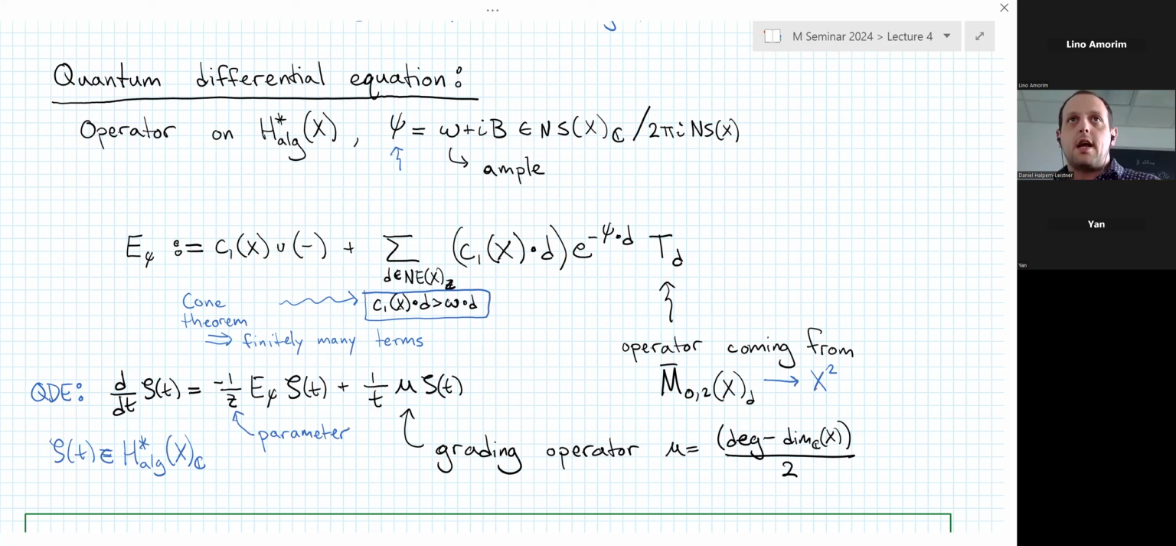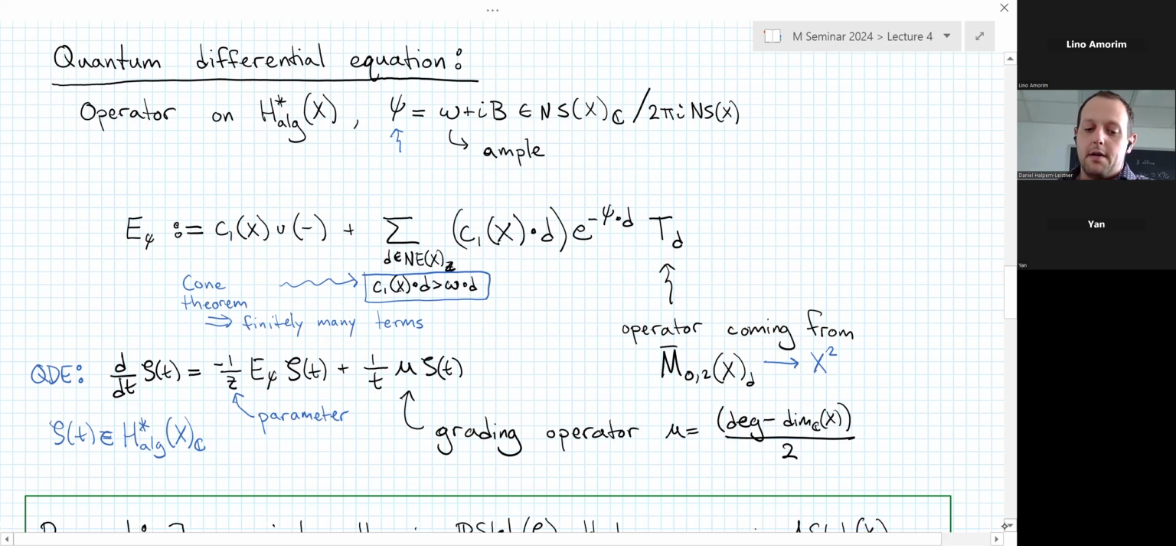It comes up naturally in the theory of quantum cohomology, from the Frobenius manifold coming from quantum cohomology, but for our purposes, it's just a very nice, honest, finitely many terms differential equation, and you can study its solutions, which give you paths in the algebraic cohomology.